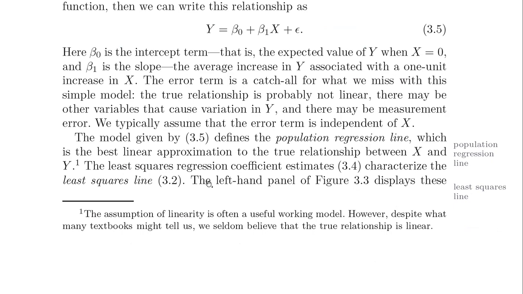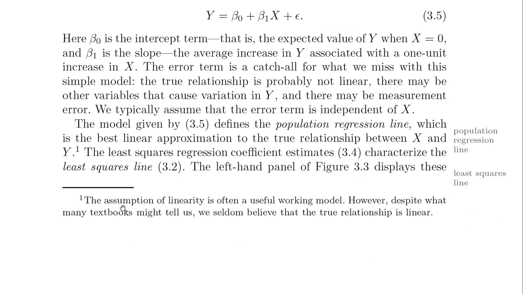The model given in 3.5 defines the population regression line, which is the best linear approximation. Now, what do we mean by best? To the true relationship between x and y. And we have a footnote. The assumption of linearity is often a useful working model. However, despite what many textbooks might tell us, we seldom believe that the true relationship is linear.